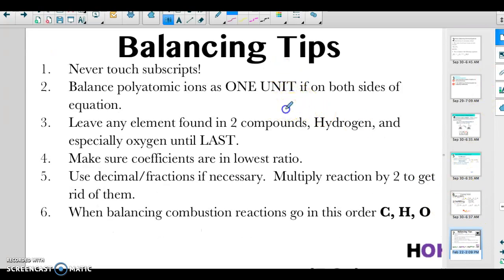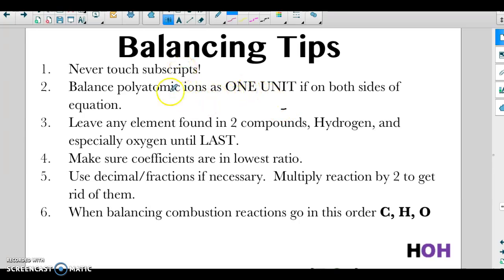So balancing chemical equations now, just some things to keep in mind, and we'll just apply these as we do some examples together. We don't want to touch the subscripts when we're balancing. We're trying to make the number of each type of atom equal on the reactant and the product side, but don't change subscripts. Balance the polys as 1 unit if you can. I'll show you that it makes it a lot easier. If you have an element that's found in more than 2 compounds, leave it until last. Usually you want to leave hydrogen and oxygen. It can be kind of difficult. Leave those until last, and sometimes they work themselves out.